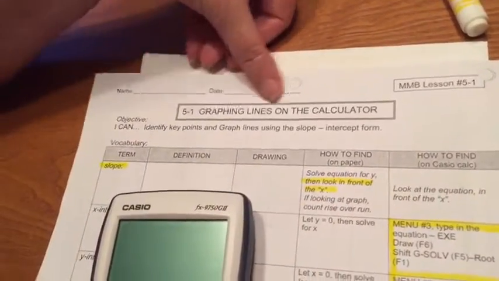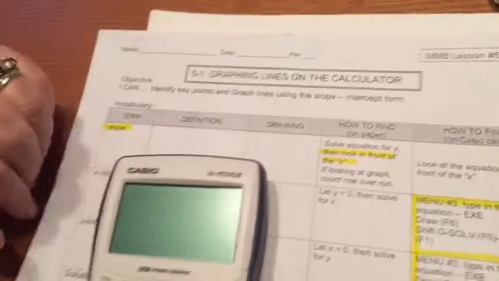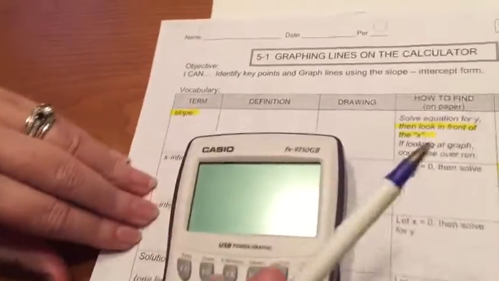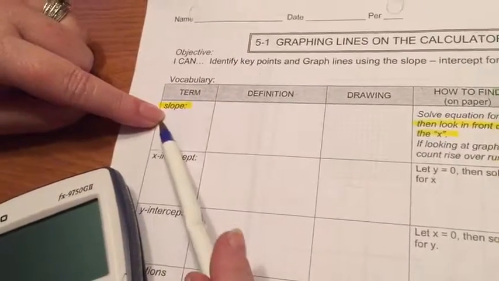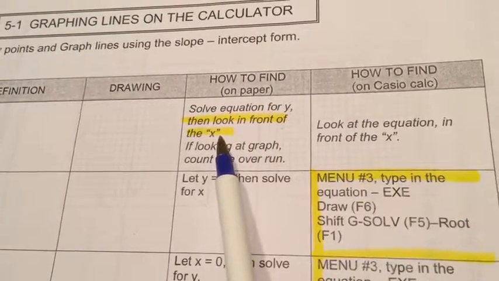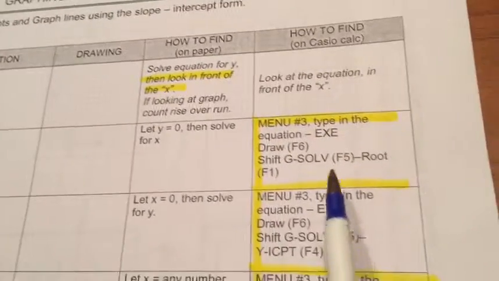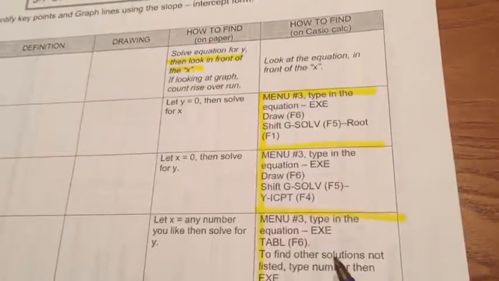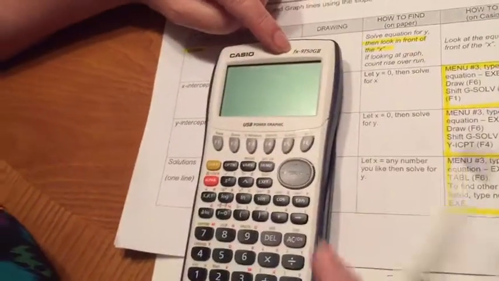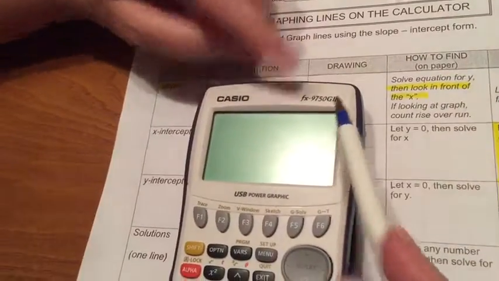This is a tutorial for lesson 5.1, graphing lines on the calculator. I'm going to make reference to this front sheet as we work the problems. So one thing is the slope. When I ask for the slope, once you've solved your equation for y, we're going to just look in front of the x. For the other parts, the x-intercept and the y-intercept and solutions, we're going to use these instructions on the Casio calculator. The calculator we're using is the Casio FX9750G22. So let's get started.